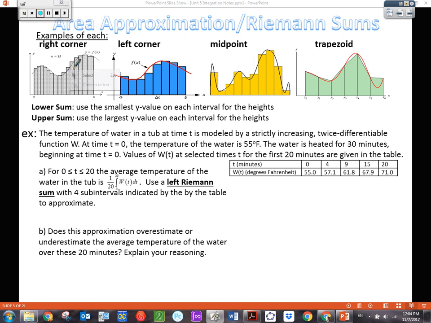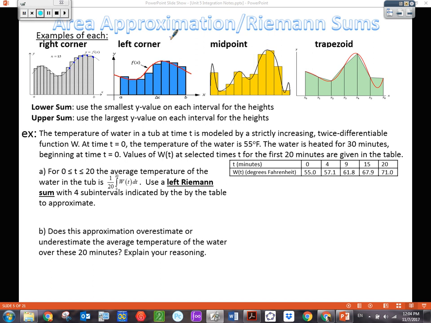We know how to find the area of a rectangle, right? Length times width. It's pretty easy, which is probably why he used rectangles. So a right Riemann sum, or right corner, is where the right corner of the top of the rectangle is on the curve. That's the height value we're going to use. The height of this rectangle is going to be calculated by the right corner. Okay, that's a right Riemann sum.